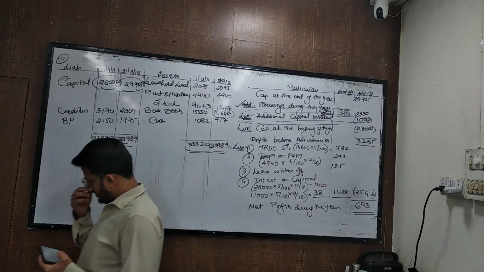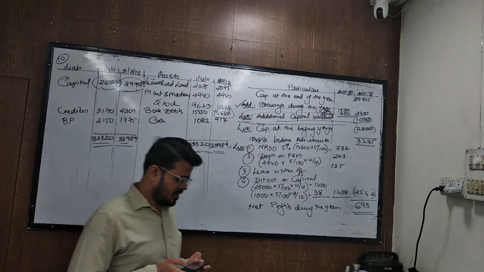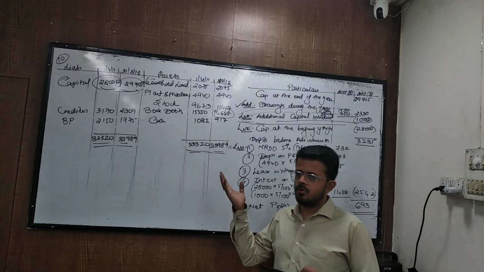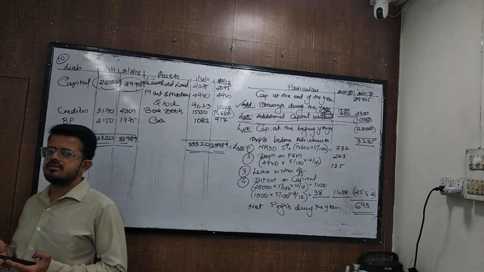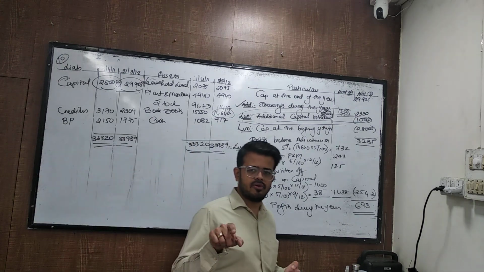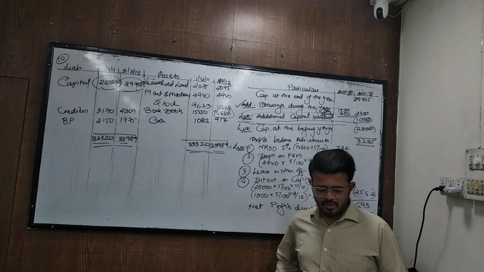Which statement is prepared under single entry system to ascertain the capital balance? How opening capital is calculated under single entry system? By preparing opening statement of affairs. Which type of accounts are maintained under single entry system? Personal and cash bank. This is the simple one. Only personal, quasi personal, cash bank or subsidiary.